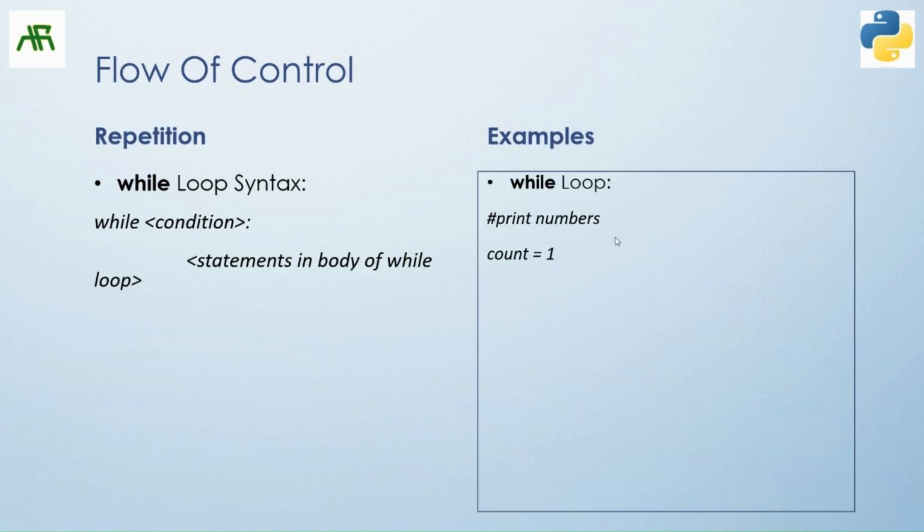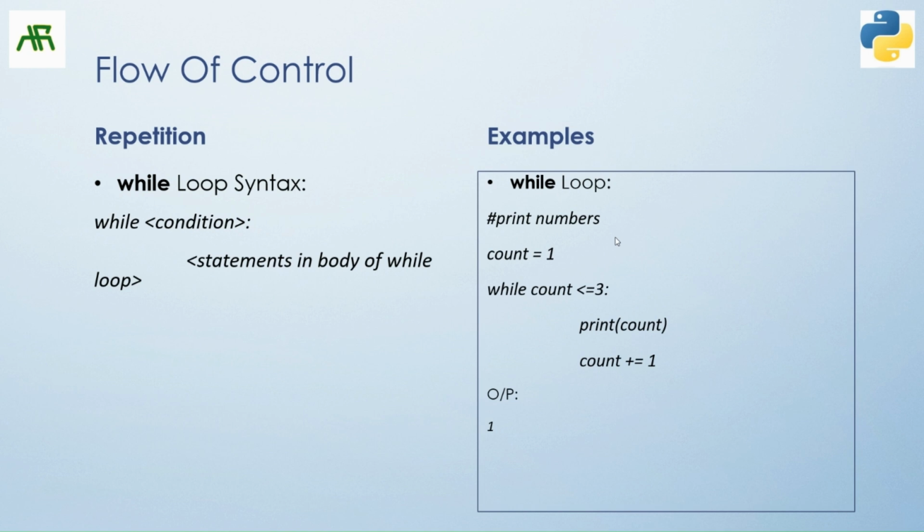One example is to print the number. Count is equal to 1 to start with. I'm initiating a variable with the value of 1, what we call declaring as well as instantiating. While count is less than or equal to 3, print count and increment count by 1. Here count plus equal to 1 is equivalent to count equals count plus 1. Remember the plus equal to operator that assigns the value of the sum into the same variable or identifier.